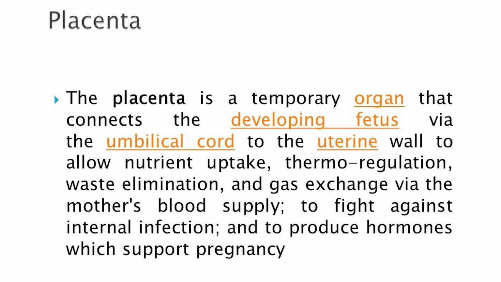Placenta is a temporary organ that connects the developing fetus via the umbilical cord to the uterine wall to allow nutrient uptake, thermoregulation, waste elimination and gas exchange via the mother's blood supply, to fight against internal infections and to produce hormones which support pregnancy. It is also called a temporary endocrine gland.